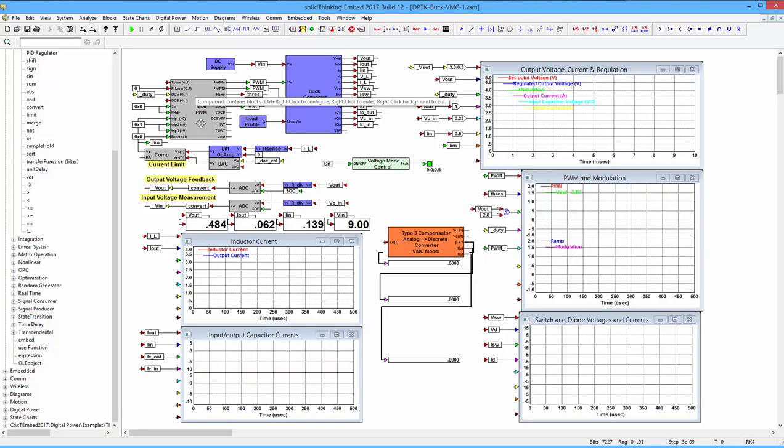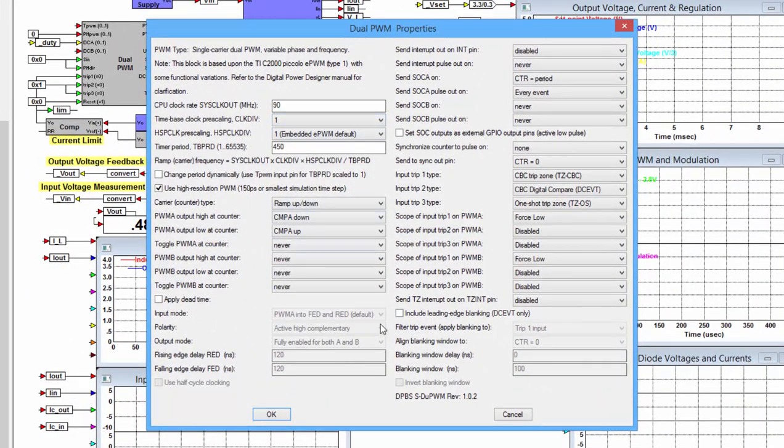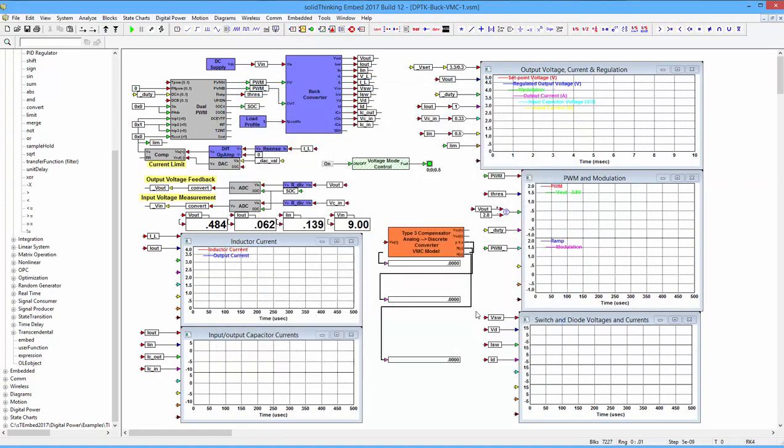PWM of the microcontroller. We're going to use the F28069, so it's running at 90 megahertz. We'll give it a count of 450. That will give us a switching frequency of 100 kilohertz. It's 90 million divided by 450 here, and since we're using ramp up ramp down, you have to divide it by another factor of 2, so the switching frequency will be 100 kilohertz.